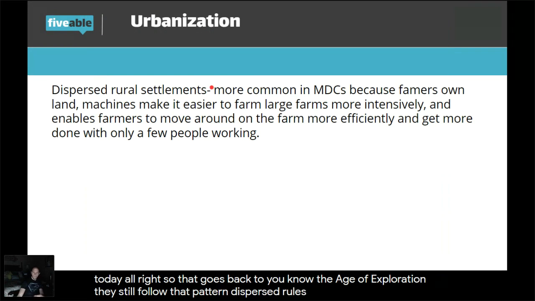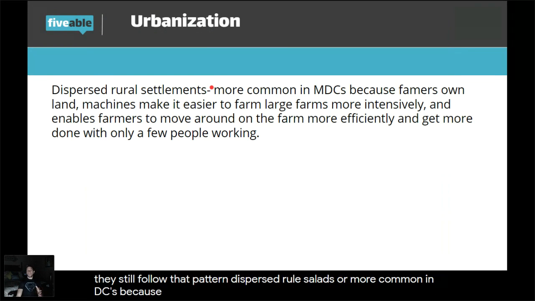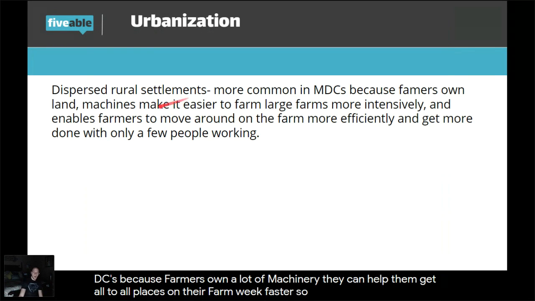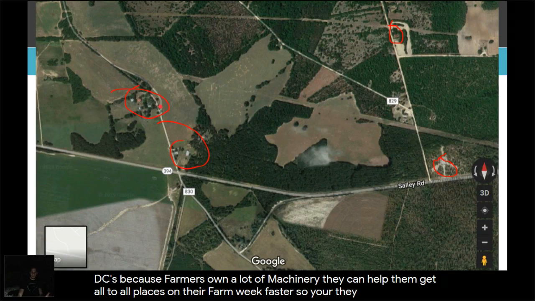Dispersed rural settlements were more common in MDCs because farmers own a lot of machinery that can help them get to all places on their farm way faster. So they can. Here's examples.